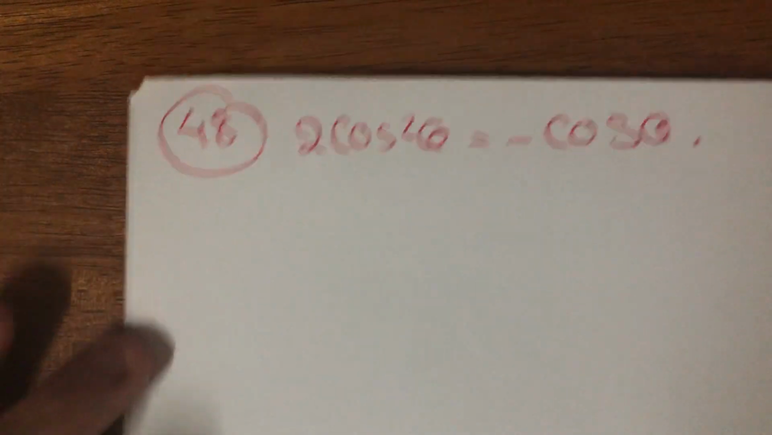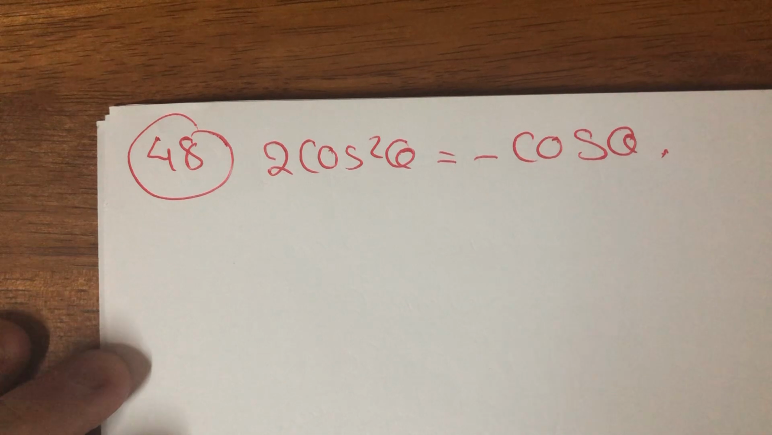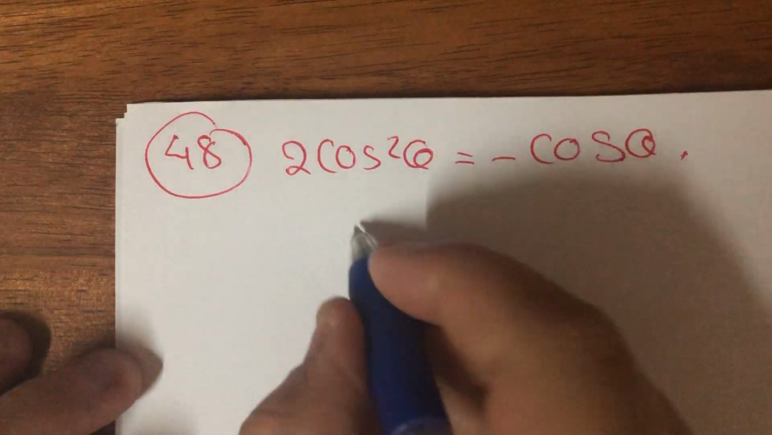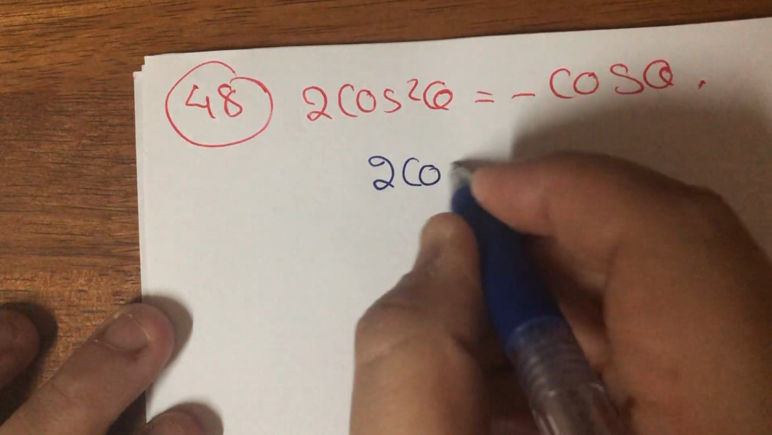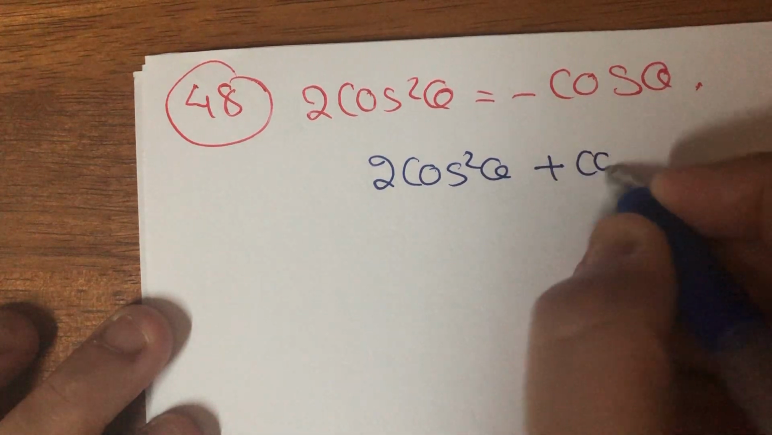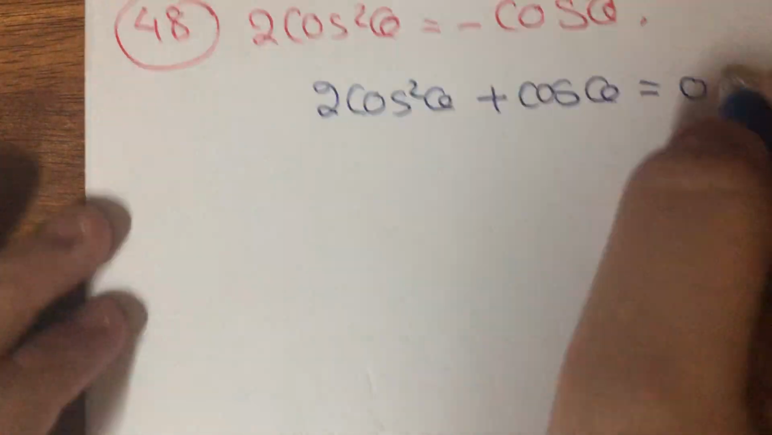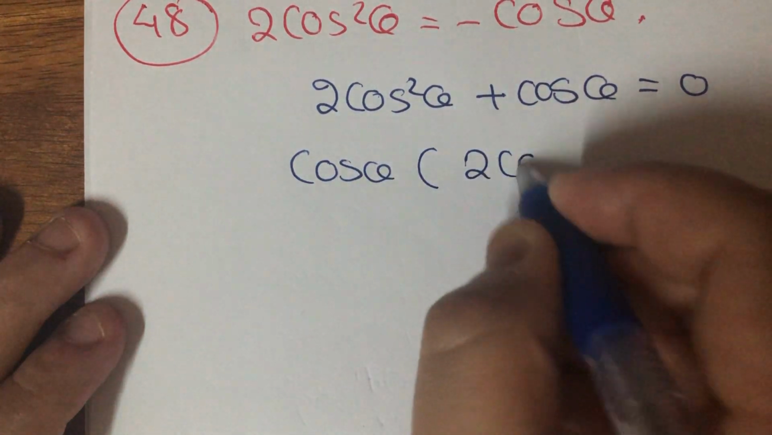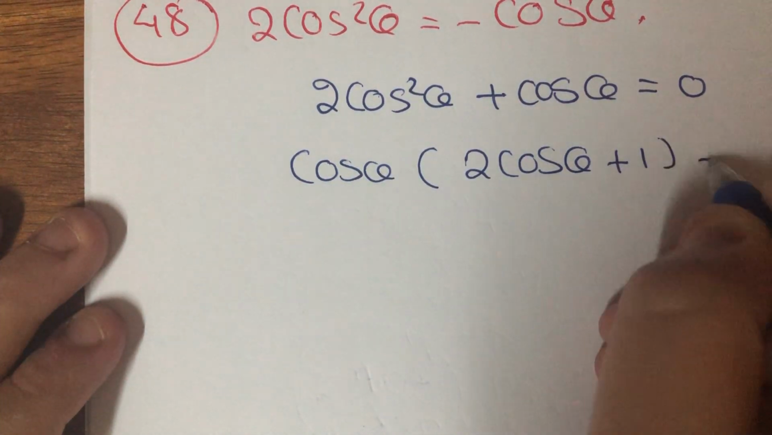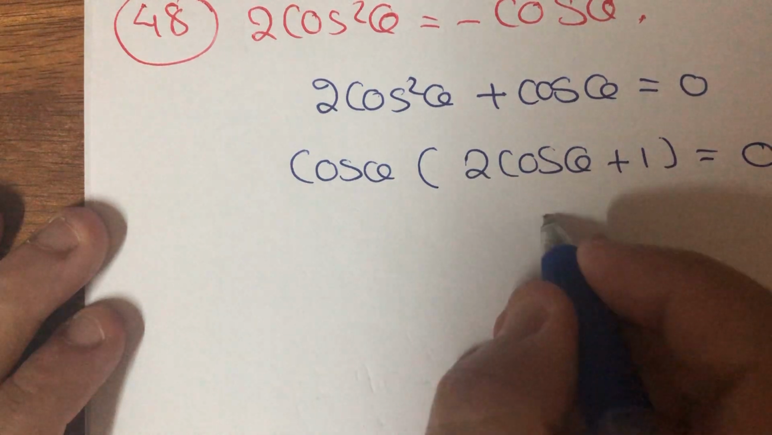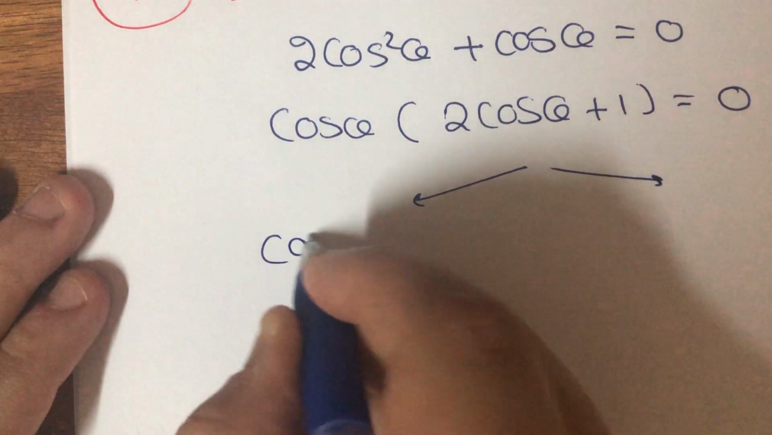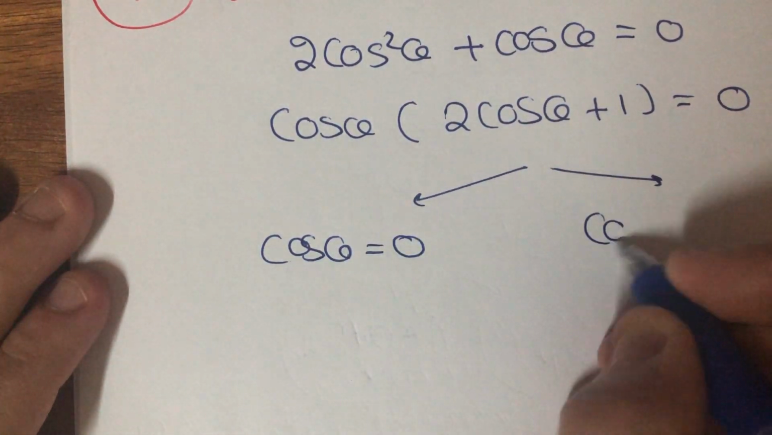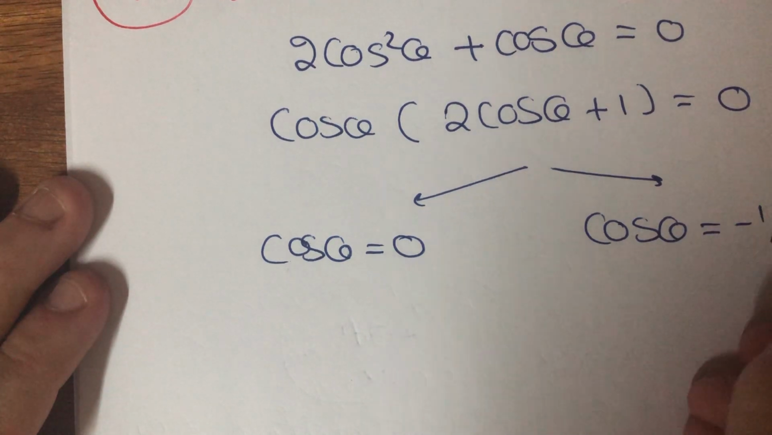The last one, question 48, full of cosines, and I think I would just factor directly. Greatest common factor actually, plus cosine theta. Well, these questions are very easy. Cosine theta common factor, 2 cosine theta plus 1 equals 0. One option is either cosine theta equals 0 or cosine theta equals negative half.